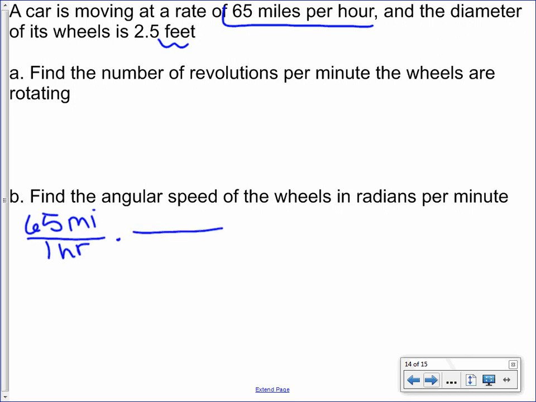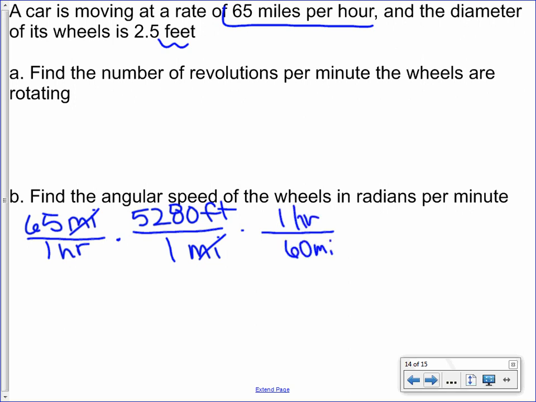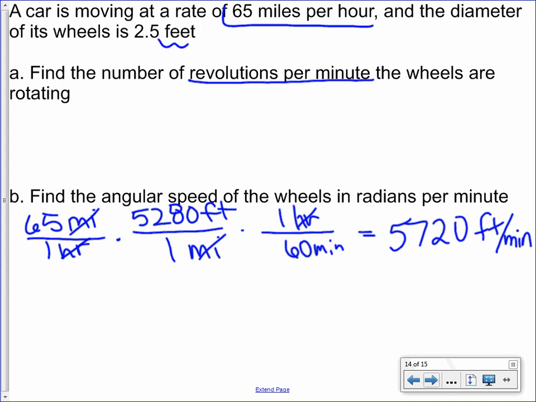So there are 5,280 feet per 1 mile. And there is 1 hour for 60 minutes, right? So we have feet over minute. We have 5,720 feet per minute. Why did I leave it as minutes? We eventually want to get back to revolutions per minute, right?